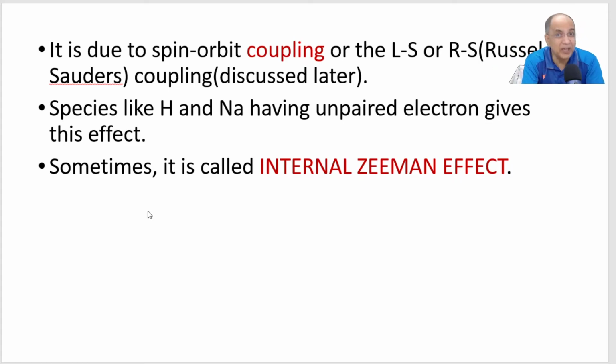I will be refraining myself from using the term internal Zeeman effect, to avoid arousing confusion in you. Zeeman effect is Zeeman effect, but the spin orbit coupling and the splitting of a spectral line due to that is sometimes called internal Zeeman effect.